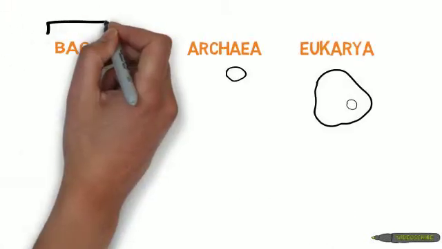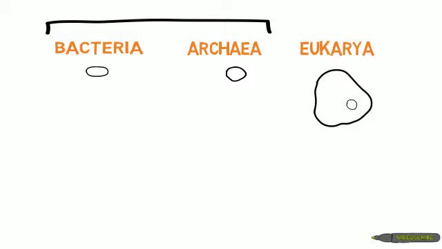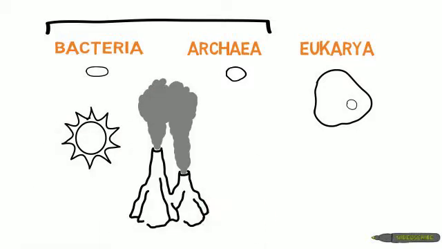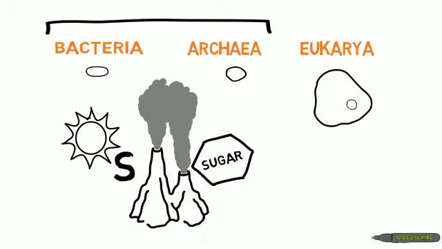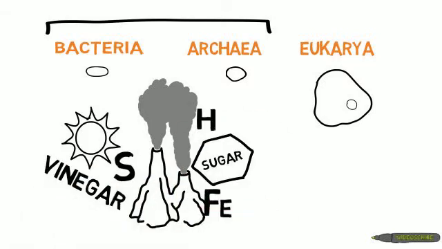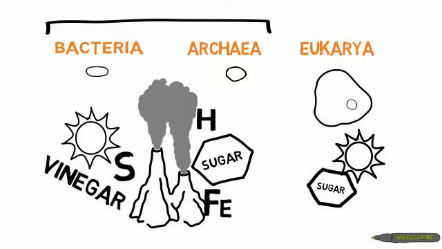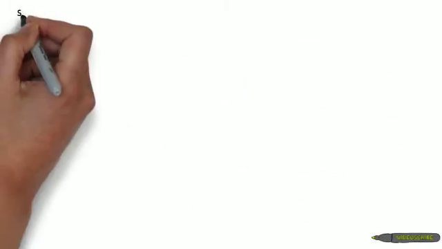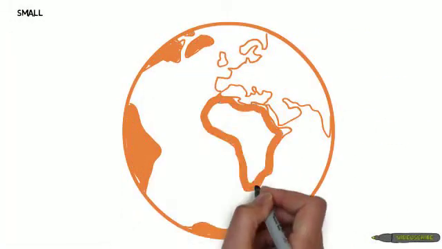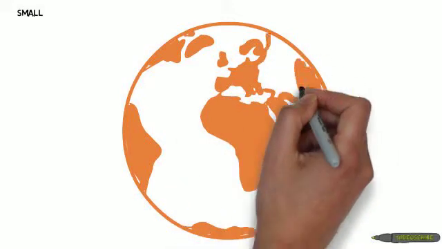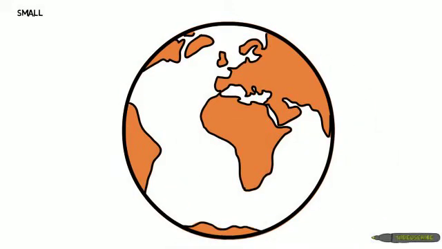Both bacteria and archaea can obtain energy from a multitude of sources, such as sunlight, deep-sea vents, sugars, sulfur, hydrogen, vinegar, and iron. Eukaryotic microbes gain energy from more common sources, such as sunlight and sugars, and can even prey on other similar bacteria and archaea. Microbes are microscopic, but they play a big role in our world. They are an incredible group of organisms.